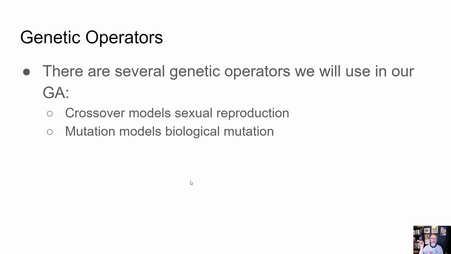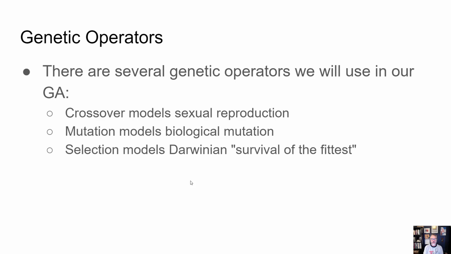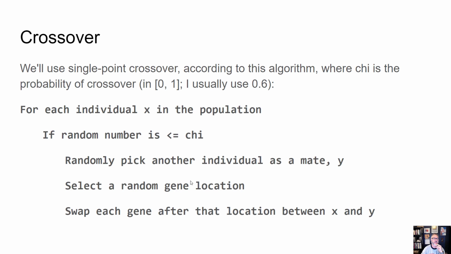So just every now and then, zap, a gene gets changed randomly. And then we're going to look at selection, which models the Darwinian survival of the fittest idea, even though that's really not something that Darwin ever argued for necessarily. That's how it's implemented in a genetic algorithm. So let's start with crossover first.